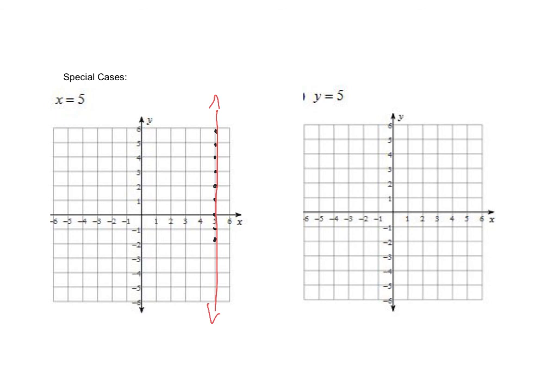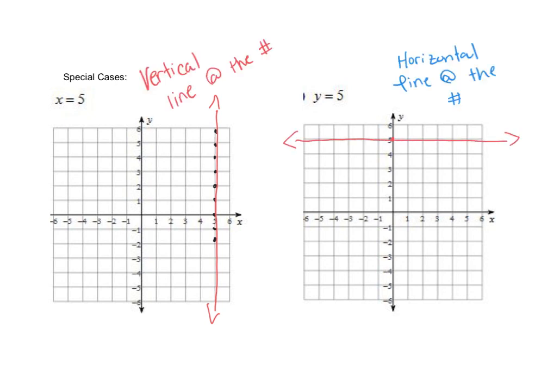Now, if it says y equals 5, I'm going to do the opposite. I'm going to go to the y-axis, plot a point, and my line would be horizontal. So if x equals a number, we plot a vertical line at that number. If y equals a number, we plot a horizontal line at that number.